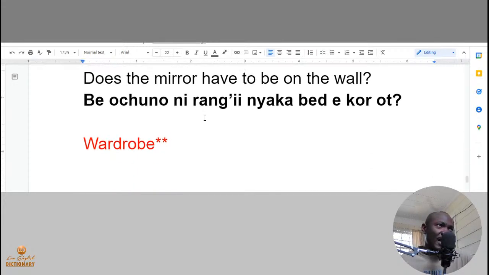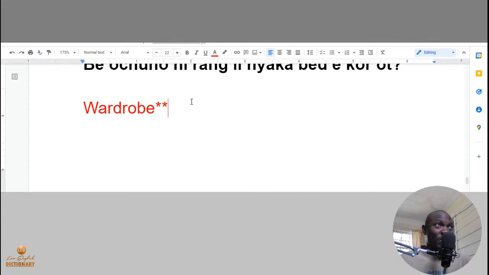And now the last thing is the wardrobe. And guess what? I don't have a word or a sentence for wardrobe. I could not find. I did not think that we had a wardrobe back then. I do not know if the Luos before us talked about wardrobes. If you do have a name for it, please let us know. As far as I'm concerned, I do not have a name for a wardrobe. So I didn't do any words for it. I didn't do any sentences for it.